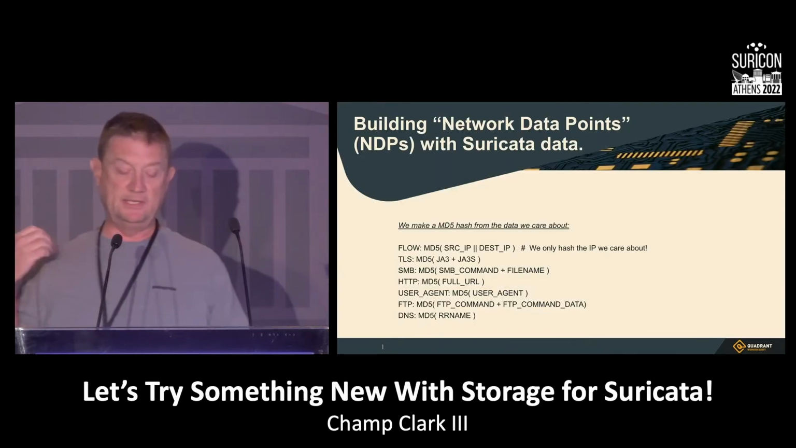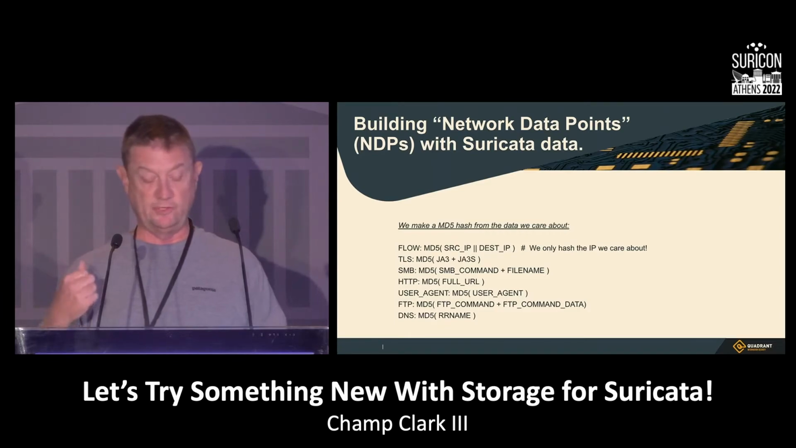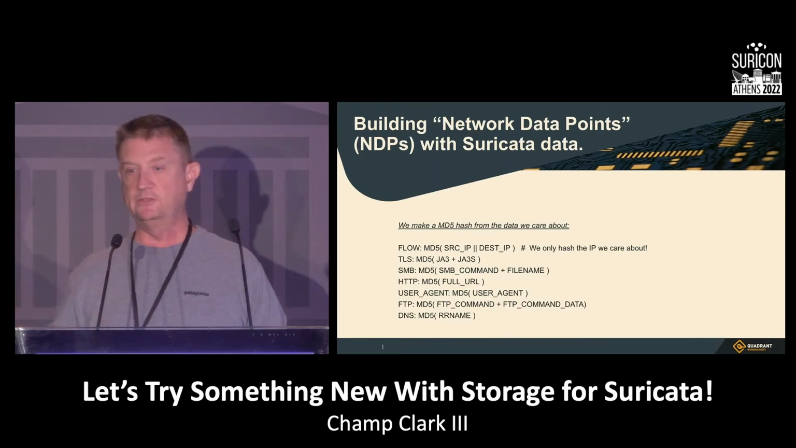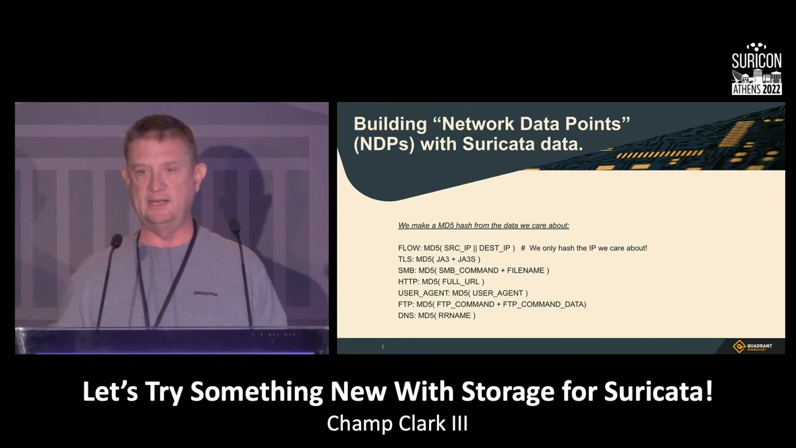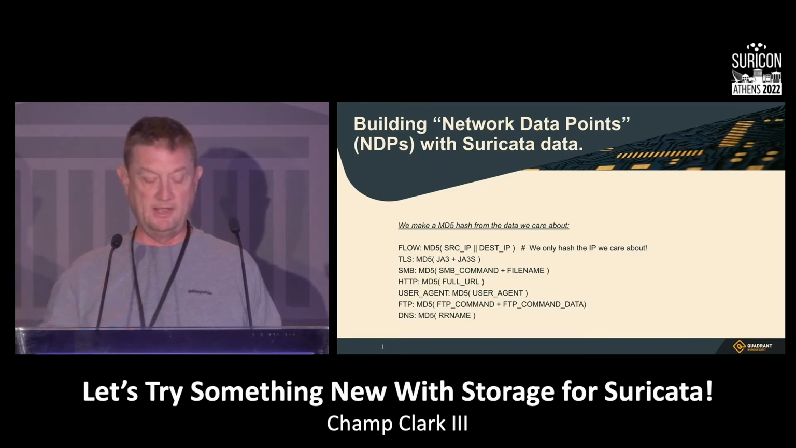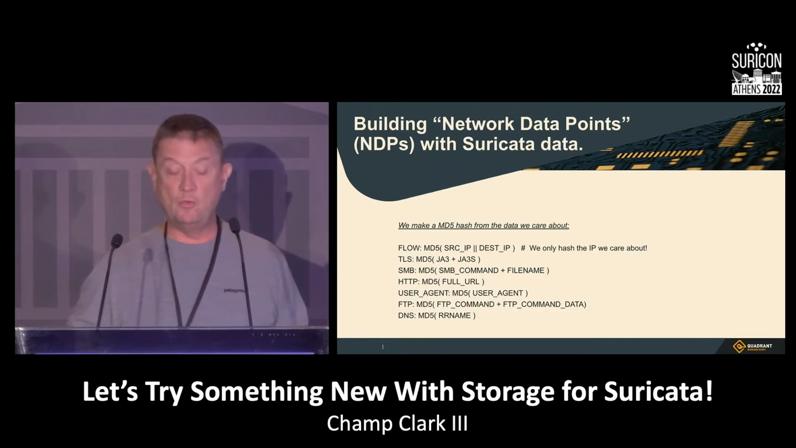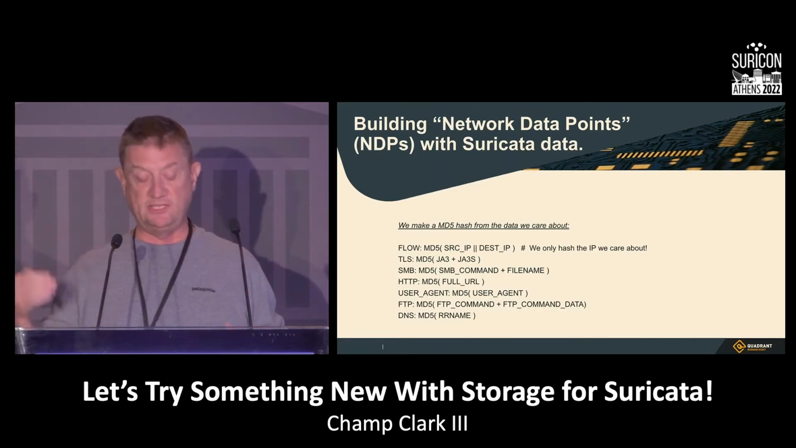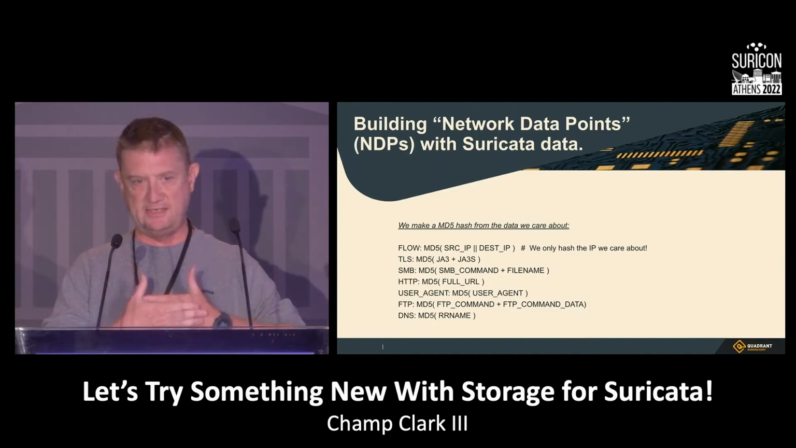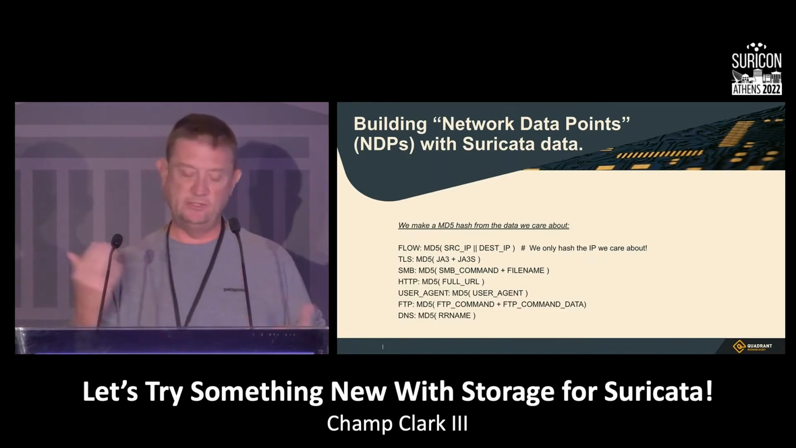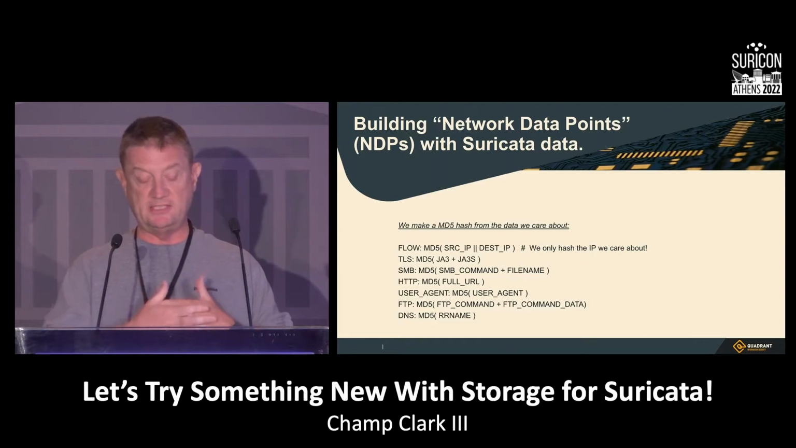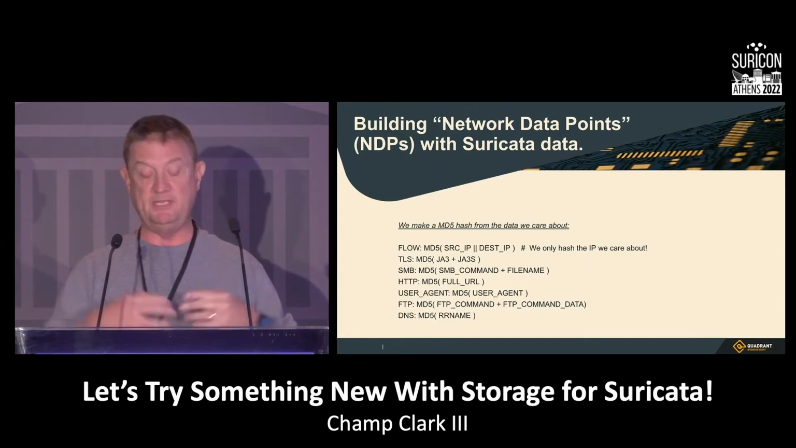In order to make the predictable IDs, for instance with the flow data, we hash either source or destination, only the side that we're interested in. If it's internal traffic, I might not be interested in that. My IOC search is probably looking for something external coming in. If I'm looking for TLS data, we actually hash the JA3 and the JA3S to make one new unique ID. Again, these IDs are going to be used for the document IDs. For SMB, we do some other stuff which I'll get into, but it's the SMB command and the file name. For HTTP, it's the full URL.